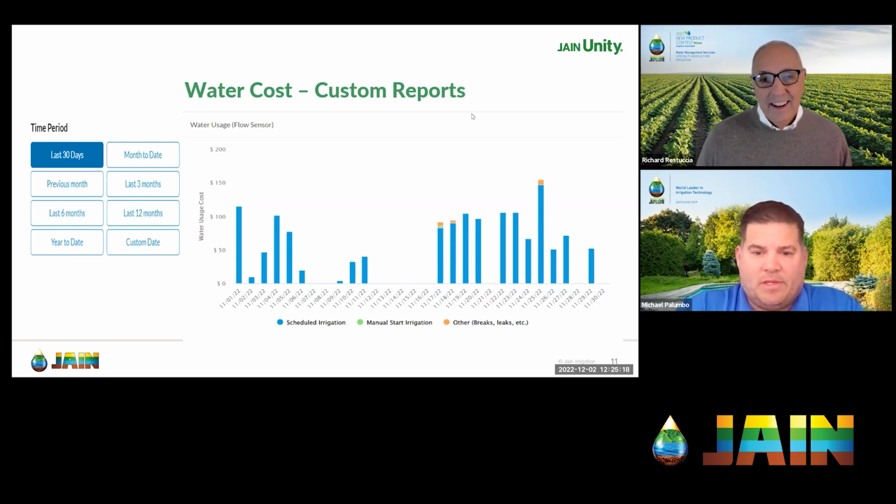A couple other things that are nice here too. This shows you the scheduled irrigation in blue, and your manual start irrigation and other breaks. So you can put a dollar amount on what you're doing out in the field. Are you manually irrigating a little bit too much, causing the water to increase? Are there breaks in the field? And then the irrigation schedule. So having this graph, you can really dissect it however you want, and it really helps you be proactive and be a true water manager when you're meeting with your HOA boards.